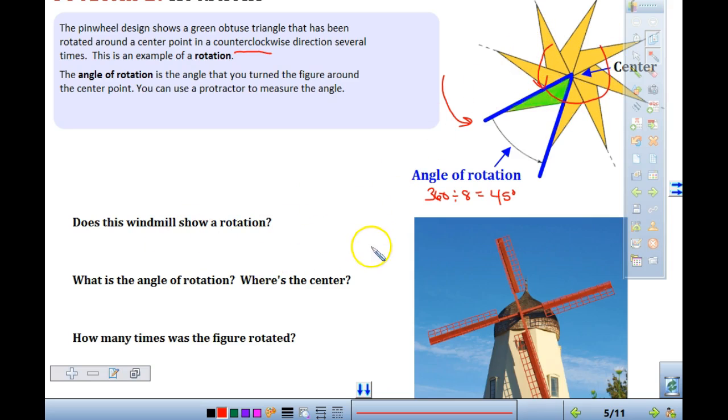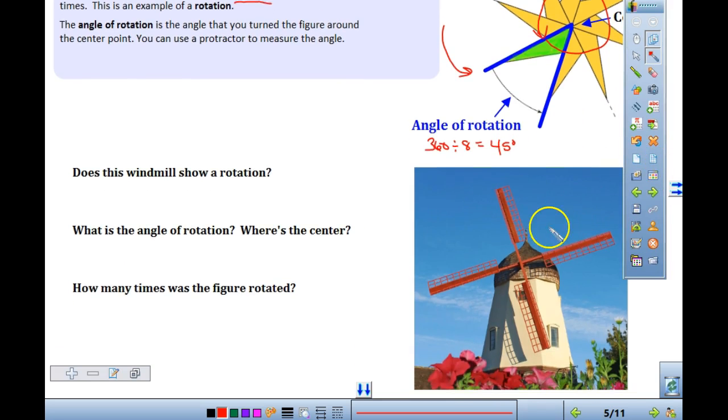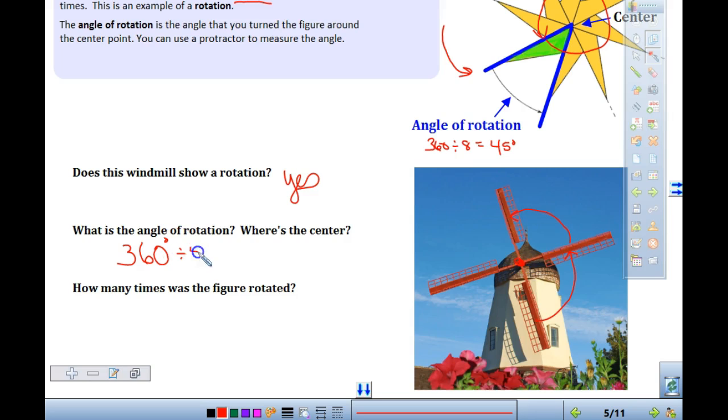So it says, does this windmill show rotational symmetry if we are going from here to here, or if we are going this way, counterclockwise, or clockwise? So does it show rotation? We'd say yes. What is our angle of rotation? Well, this time we want to take 360, because going around the circle there's 360 degrees. And how many times does it look like it rotates around this one center point? So we're going to take 360 and divide it by 4, which gives us a 90-degree rotation.